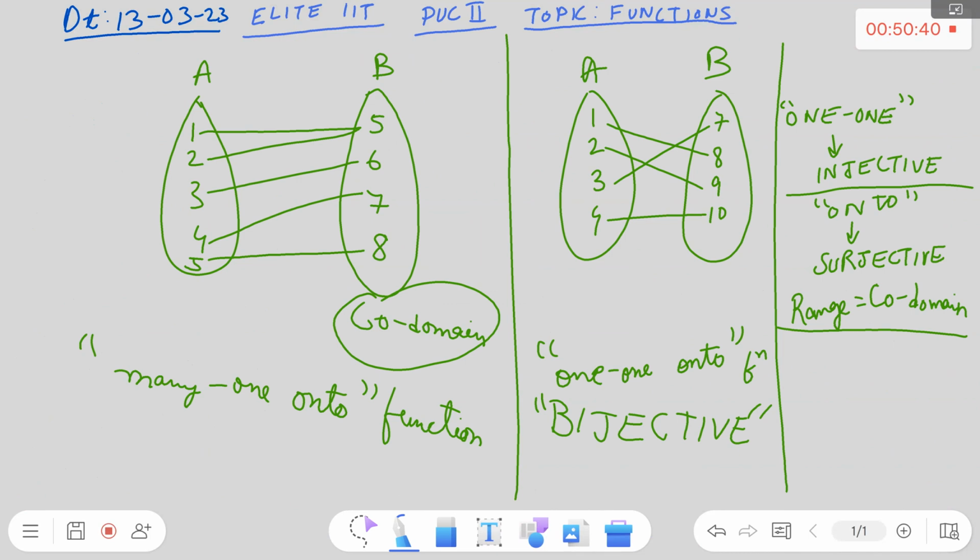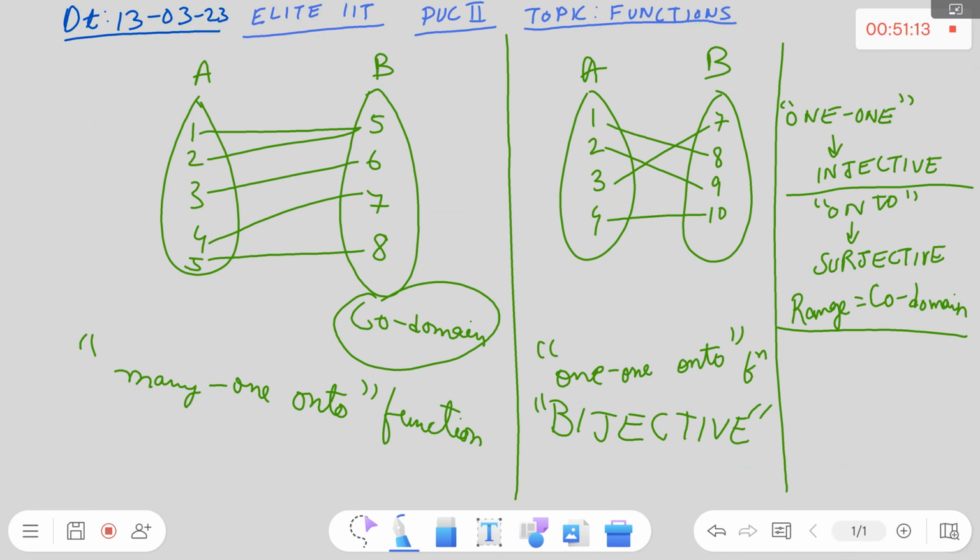Clear? If a function is both one one and onto, it's called a bijective function. In an onto function, we can see that range is equal to codomain. Range is the set of all images. If a function is one one as well as onto, one one means injective, onto means surjective. If a function is injective as well as surjective, we call it bijective. Very interesting.